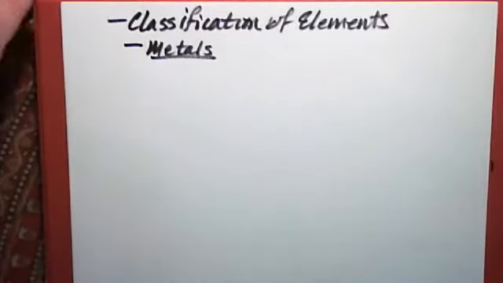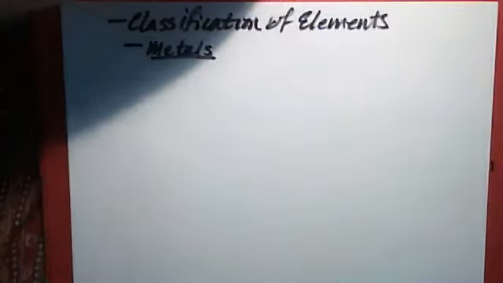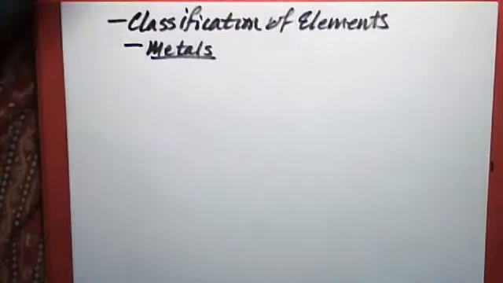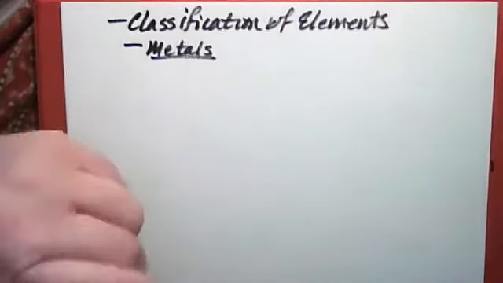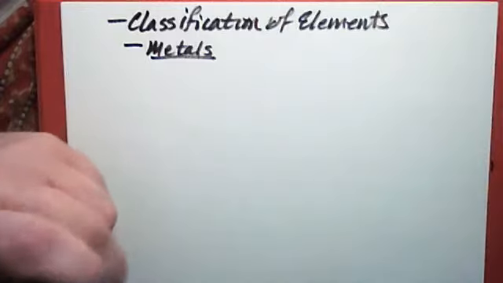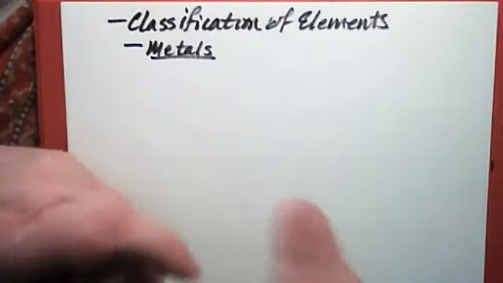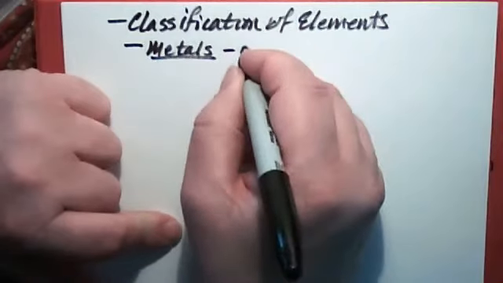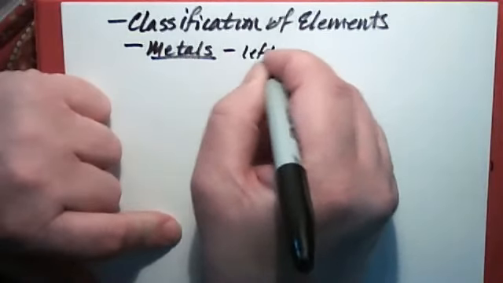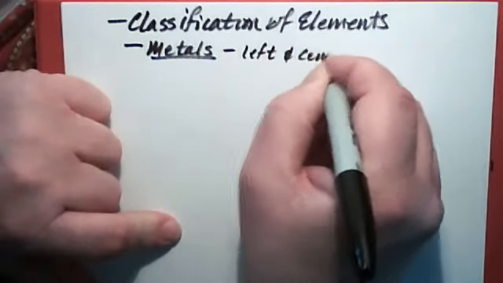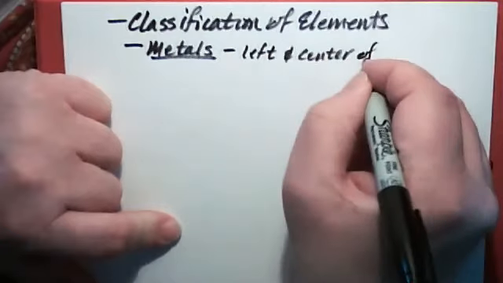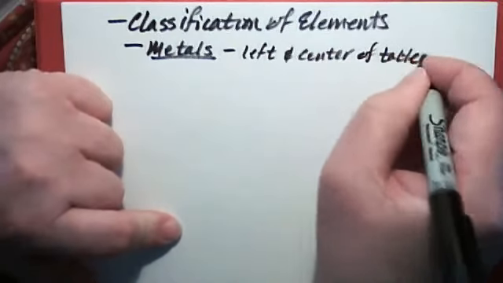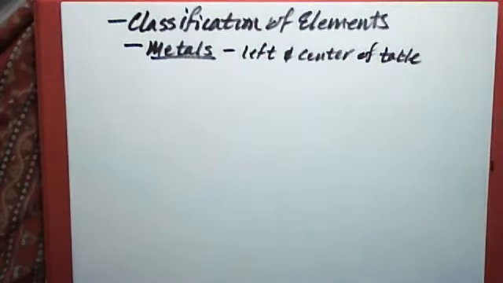But as it turns out, we'll see a little bit later, nonmetals are really versatile. You can do a lot even with the same two nonmetal elements. They can combine in a lot of different ways. Anyway, so metals, they are basically on the left and the center of the periodic table.